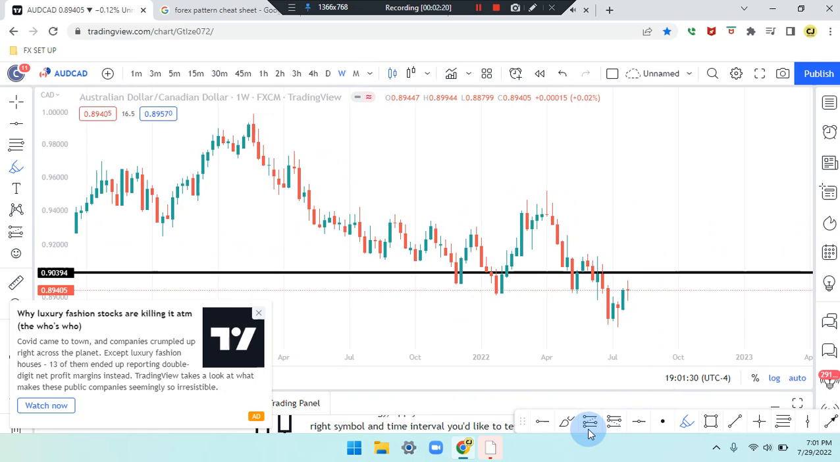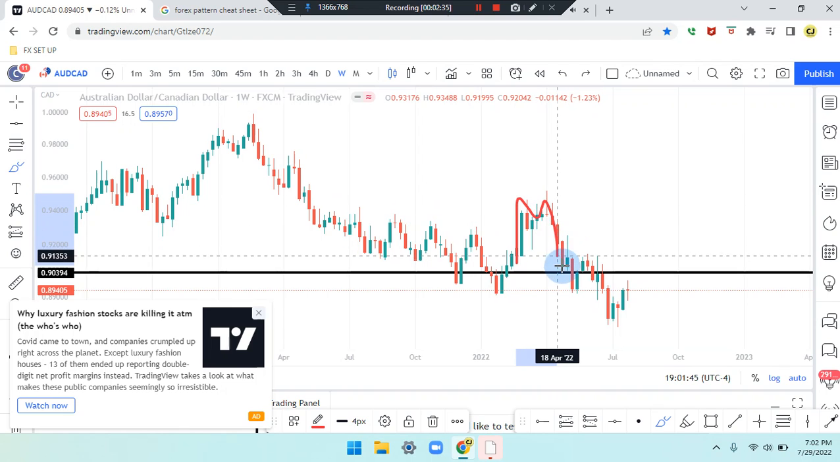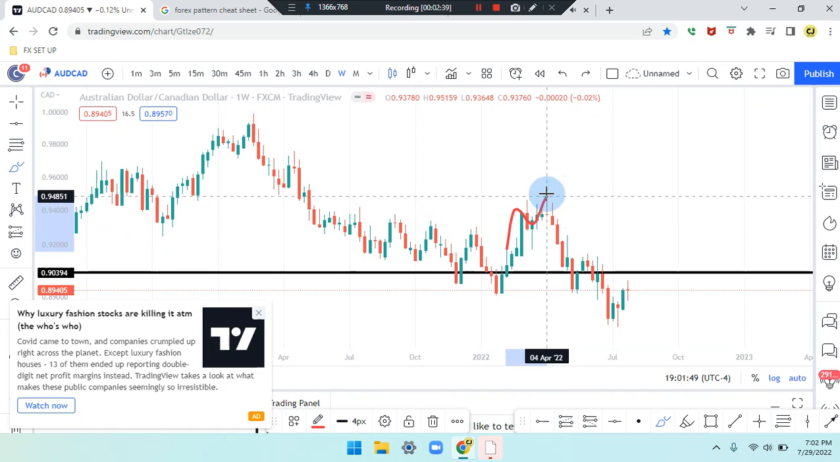On the weekly time frame, price action is a bearish doji. Let's see what's going on. Above price action, we did receive a pattern. What pattern did we receive? We have the first leg, second leg, third leg, fourth leg. First, second, third, fourth.